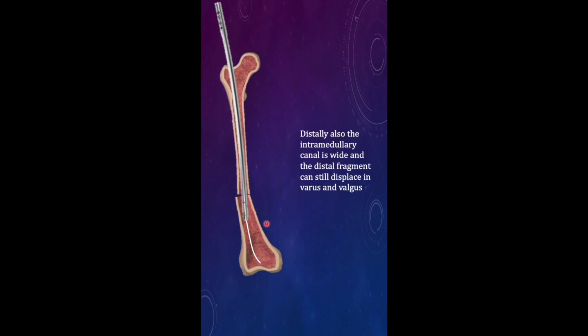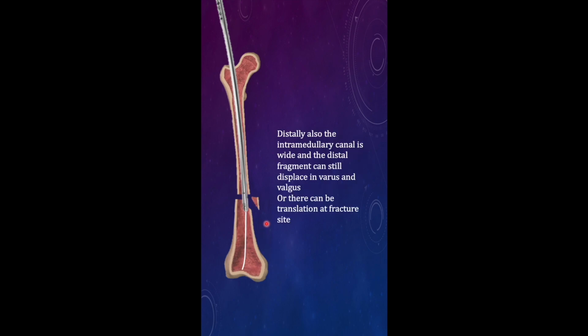Sometimes this occurs because of the inherent tendency of the fracture to displace, and sometimes it occurs because of the non-uniform pull of the muscles. And sometimes there is comminution on one side of the fracture. So the nail will resume a path which has the least resistance, so the tip of the nail will go toward the side of the comminution.